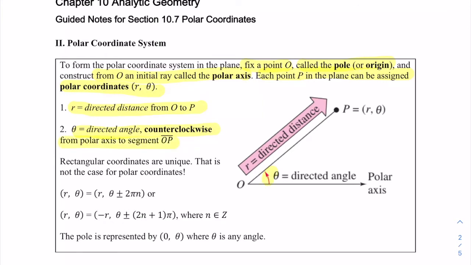Rectangular coordinates are unique. When we think of the Cartesian plane, we could have 5, 7, 500, 700. They're going to be different. But polar coordinates are not unique. They're going to be modular or cyclical. So thinking of a full rotation and coterminal angles, we can add or subtract 2 pi n. Again, the pole is represented by 0, theta.